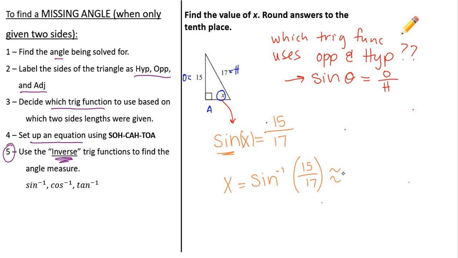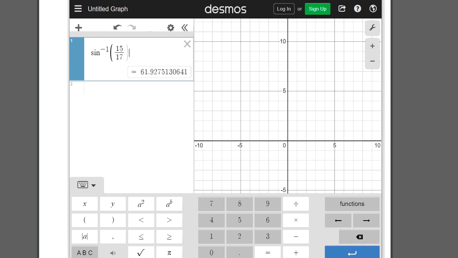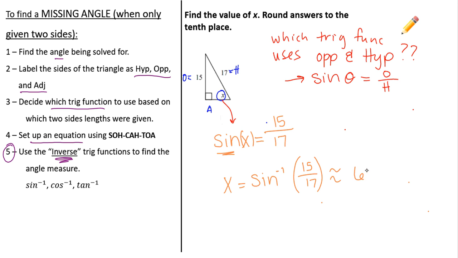I got that backwards, didn't I? 61.9. And that's what x is. So finding the angle is actually a little bit easier because it's less work. All you do is change it to inverse sine of those numbers.